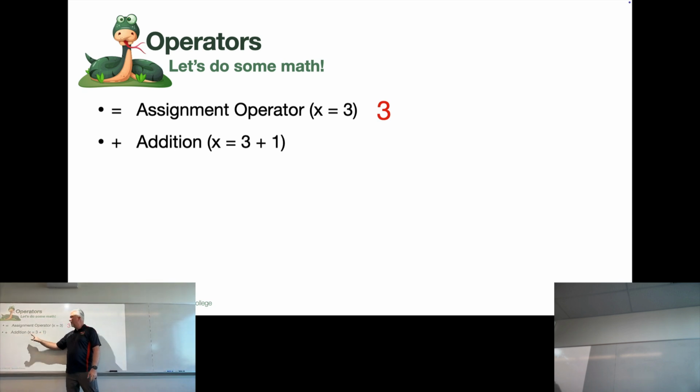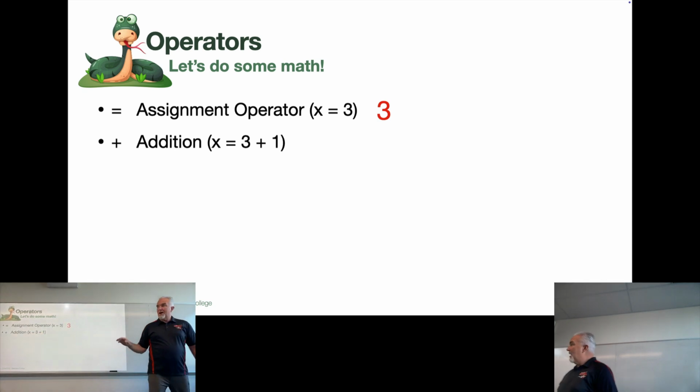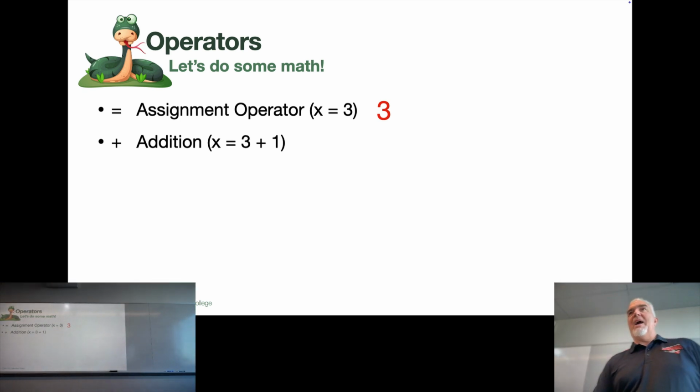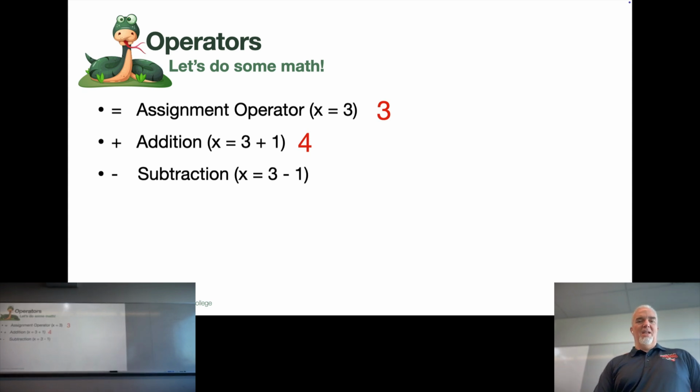So in this expression, using the addition operator and the assignment operator, what would we say x is equal to in this case? So go ahead and shout out. Yeah, math is hard. All right, 4. You guys are getting warmed up. Well, that's okay. We'll get you there.